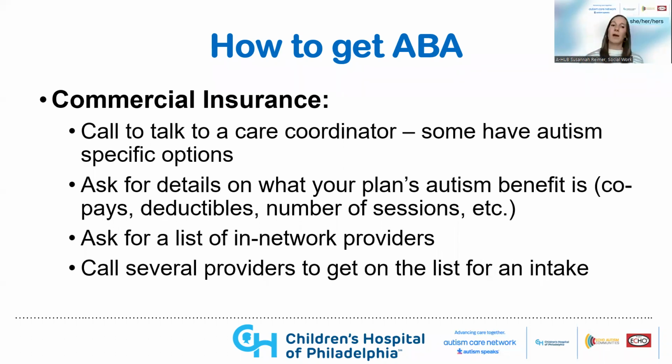And then we're going to want to find a list of in-network providers for ABA. So just like any kind of specialty care that you might be getting through your health insurance, we're going to want to start with in-network providers to make sure that you're going to get full coverage for these services. And given today's climate and the lack of providers, I think it's also important to call several places and try to get on the list for an intake with more than one agency so that hopefully as soon as somebody has an opening and can start to work with your child, you'll be ready to have those services begin.